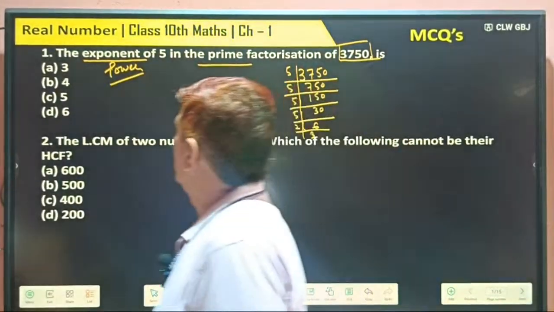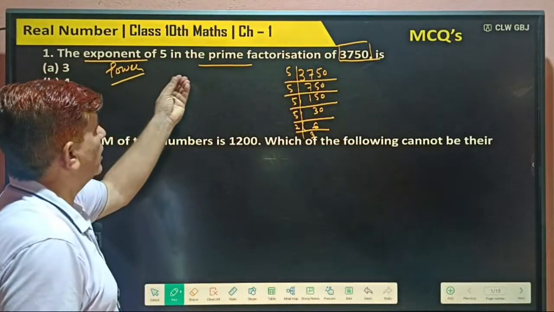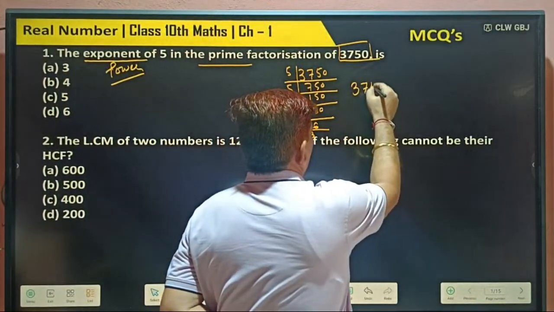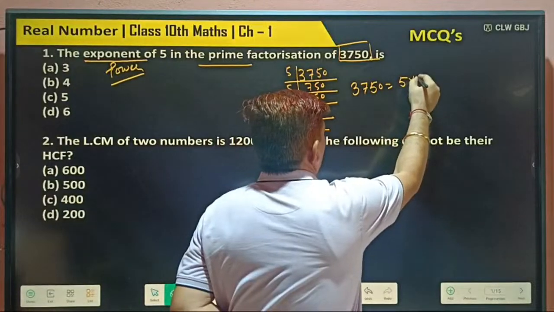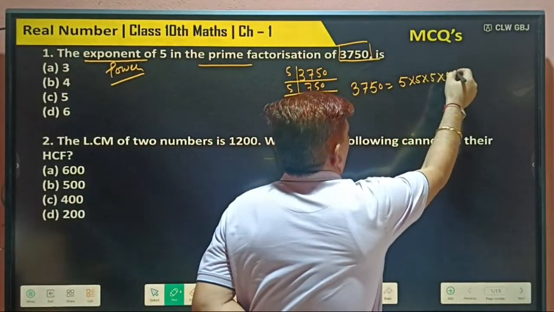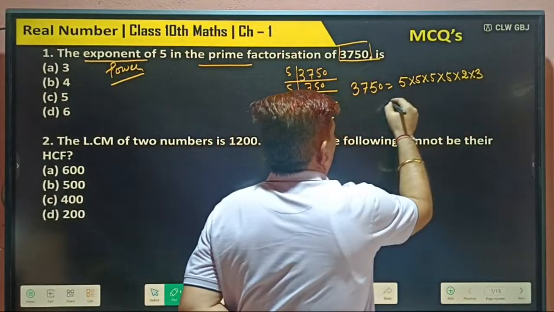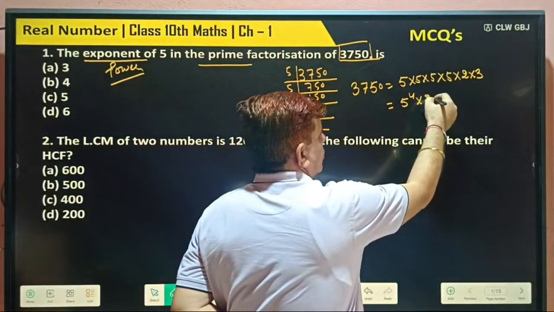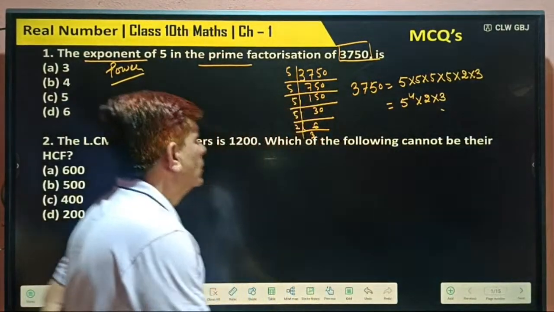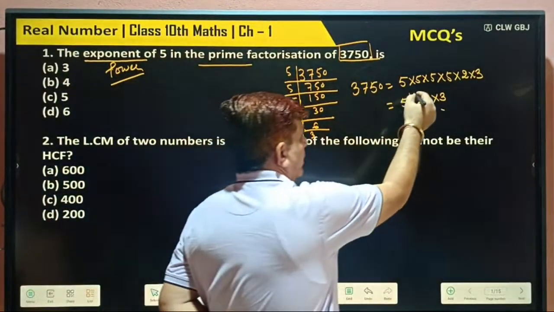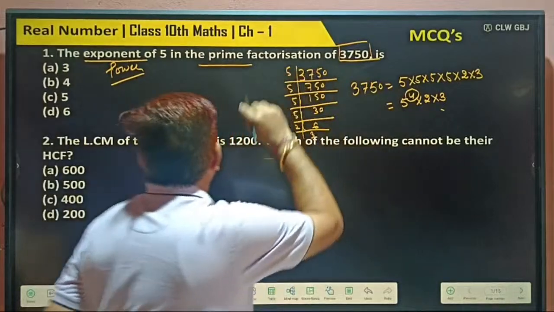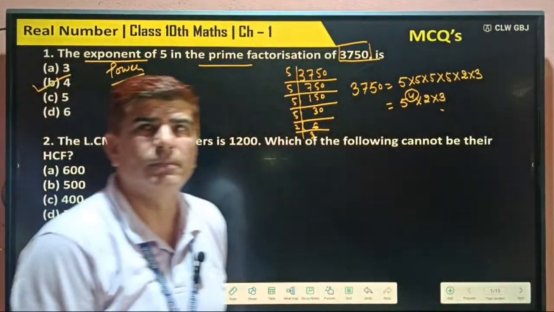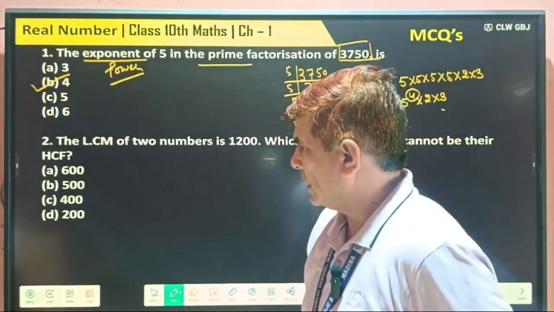What do you have to tell? The exponent, the power of 5 in the prime factorization of this. So we can write the prime factorization as 5 into 5 into 5 into 5 into 2 into 3, and this we can write as 5 power 4 into 2 into 3. What is exponent? I already told you, exponent means power. So the power of 5 is 4, and that is your answer. Understood? If you know the basics, then no problem.